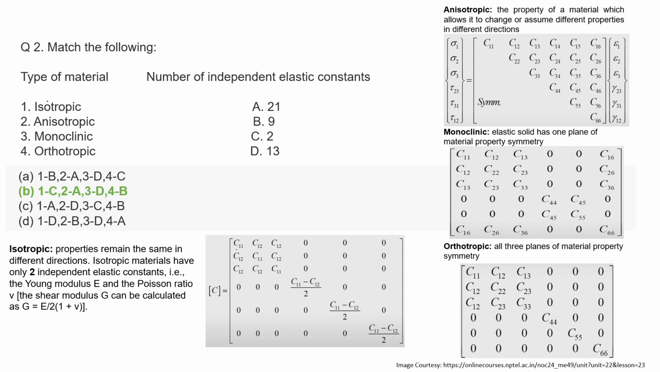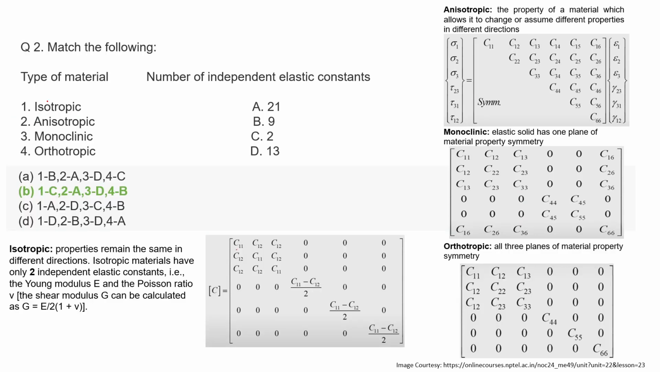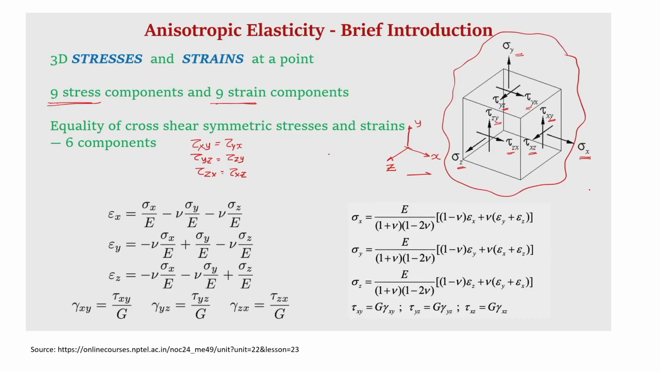When sir taught us in class about the different numbers of independent elastic constants, the first thing is that from the general Hooke's law, we know there are 81 independent elastic constants. From this table you can see these 81 terms that show the relationship between the 9 stresses and strains. But then comes the shear symmetry concept that I showed here. The equality of cross shear symmetric stresses and strains makes it 6 components, because half of the stresses are similar to the other half, so we will only consider one of them.